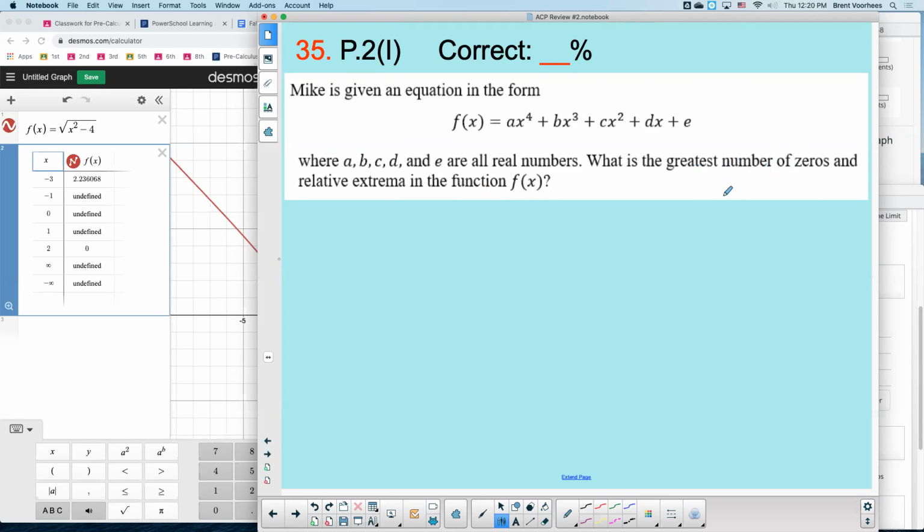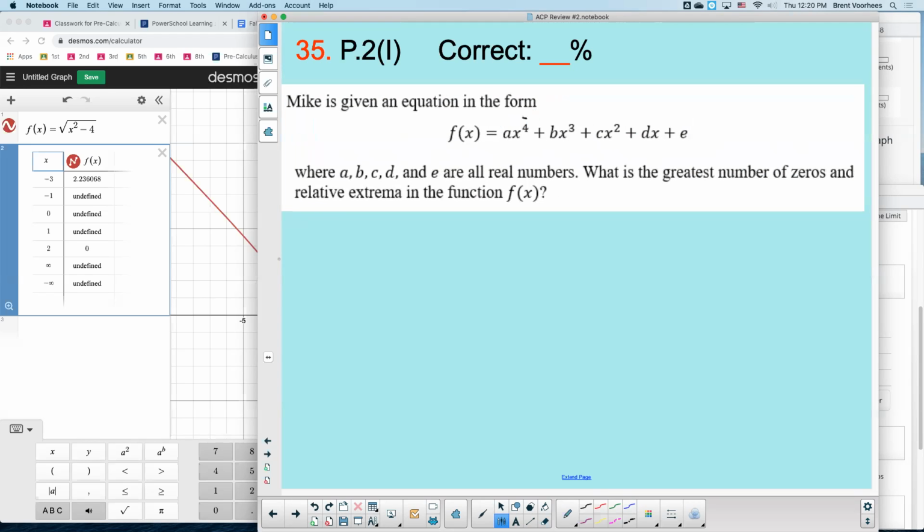Why is it 4 zeros? Because of the power. The highest power tells you everything. This has 4 total zeros, and extrema is 1 less. That's so ugly. Let me write this again. 4 total zeros, and 1 less extrema, which means 3 extrema.